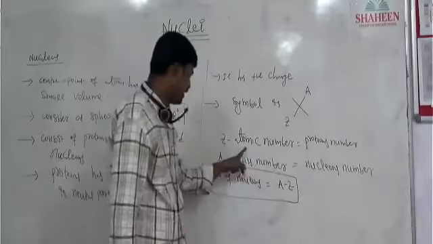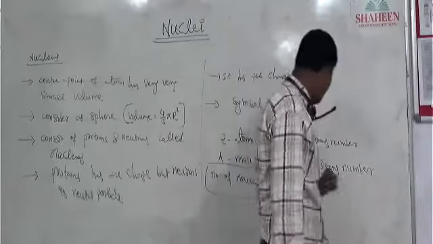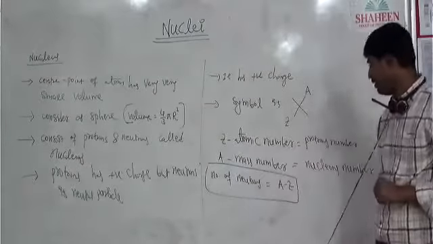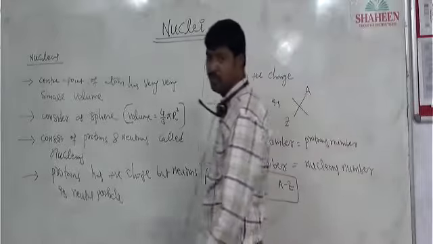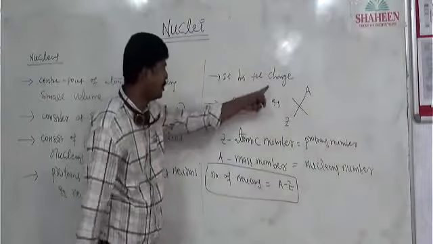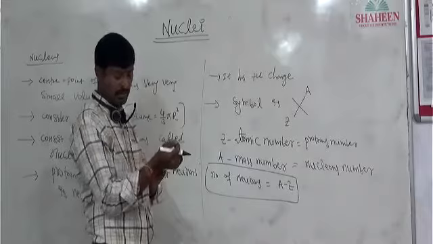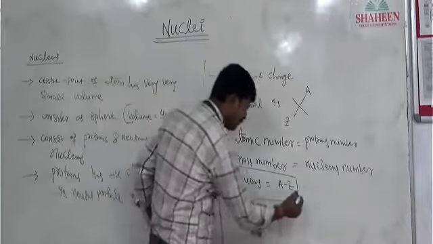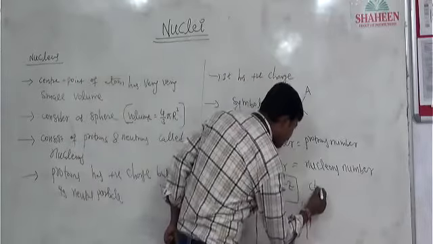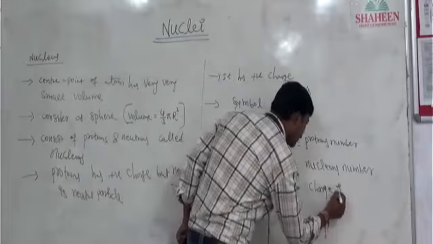Okay. Z is the atomic number, A is the mass number or nucleon number. If you ask what is the charge of the nucleus, because I said it has positive charge, right? So what is the charge of a nucleus? Charge of a nucleus means, look here.